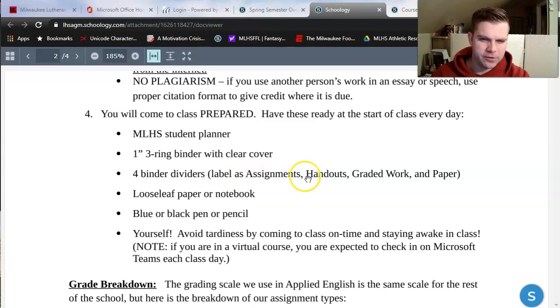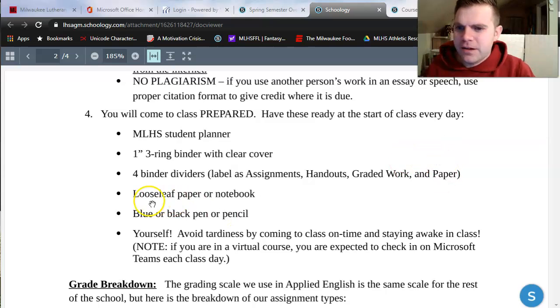4 binder dividers. So in your binder, I recommend having a section for assignments. That's stuff that we're currently working on that we'll need to turn in at a later point. Handouts is for anything ungraded, note sheets, any sort of text that I print off for you. Graded work is anything I hand back to you with a grade on it, and then paper in the back of your binder.